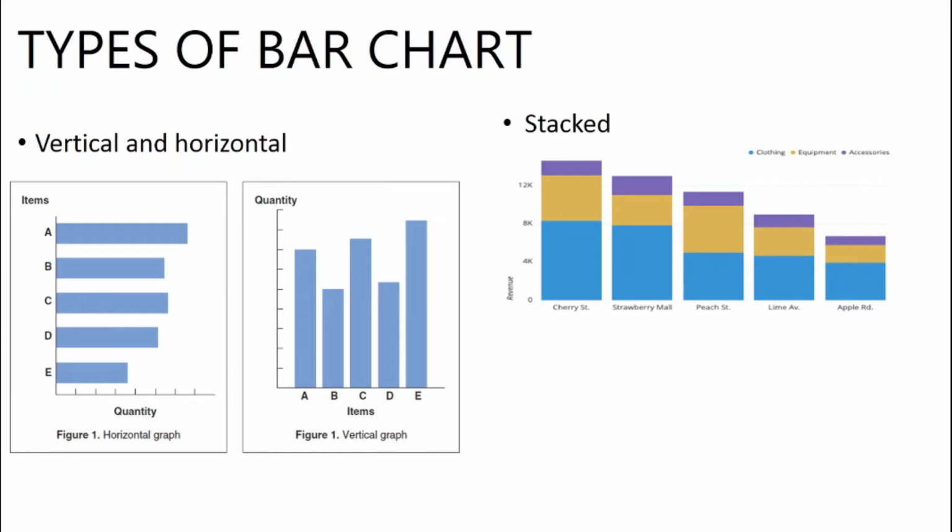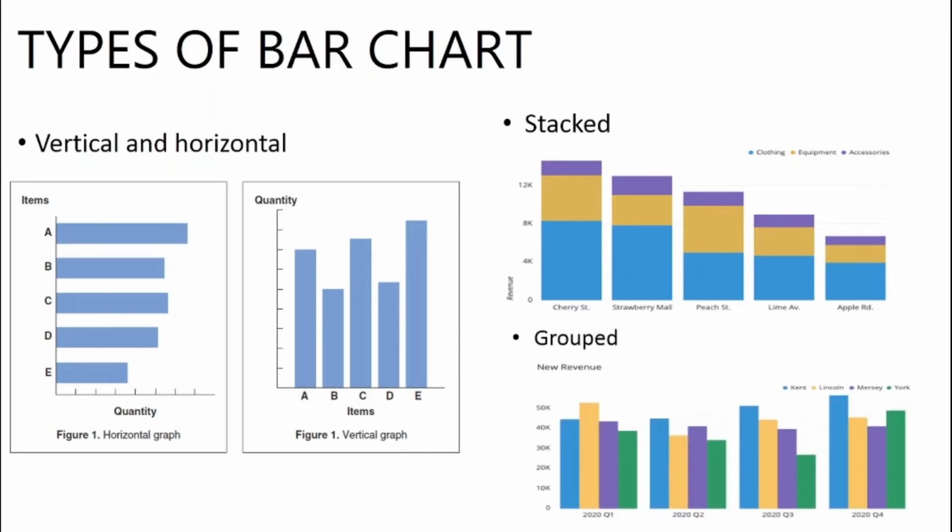The stacked graph looks at numeric values across two categorical variables. Instead of one, it is two categorical variables. For example, in this particular bar graph, we have clothing, equipment, accessories at the top, which are the different domains, and Cherry Street, Strawberry Mall, Peach Street, etc. as the different locations. So these are two separate categorical values which are represented in a single bar graph, which gives us the stacked graph.